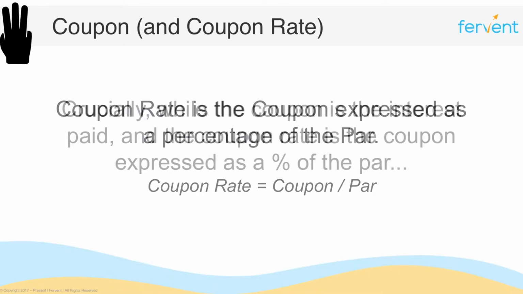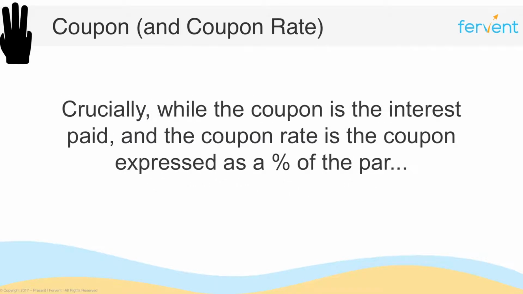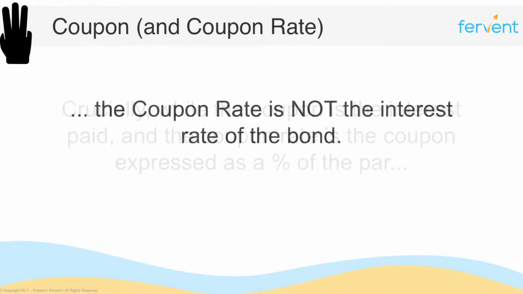Crucially though, while the coupon is the interest paid and the coupon rate is the coupon expressed as a percentage of the par, the coupon rate is not the interest rate of the bond. That title is reserved exclusively for the yield, and we'll look at that in a bit. I really can't stress this enough though, the coupon rate is not the interest rate of the bond, even though we're dealing with the interest paid.